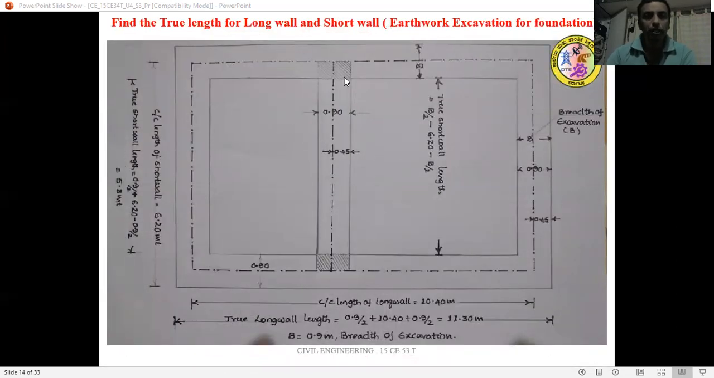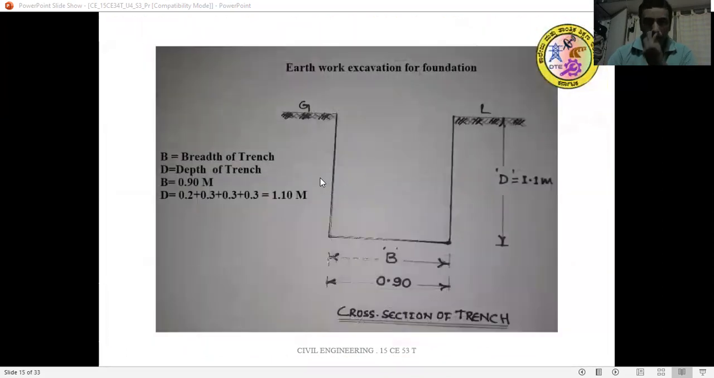Now here the picture will help to calculate the true length of the long wall. Here, this is the same picture. Next, this is the earthwork excavation for foundation. This is the ground level. Below the ground level, the depth of excavation is 1.1 meter. It is calculated with the help of all the values. You will get 1.1 meter. This is the breadth of excavation, equal to the breadth of the PCC. It is given in the problem as 0.9 meter.